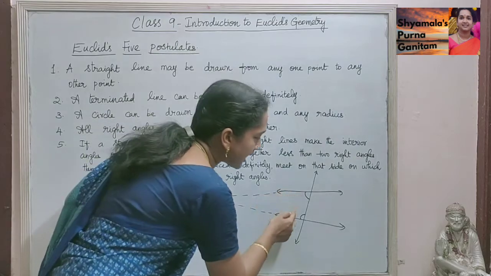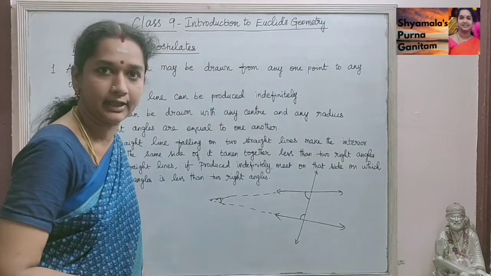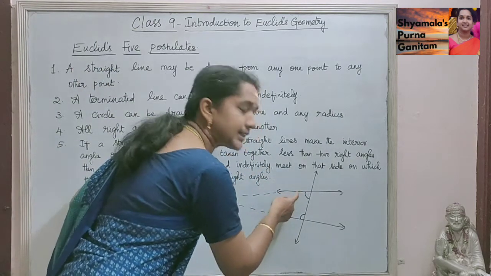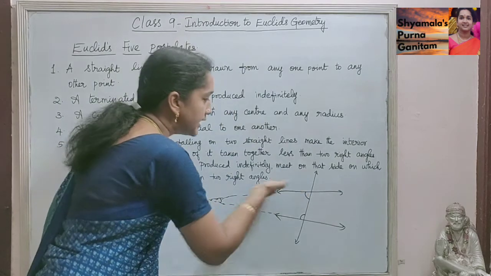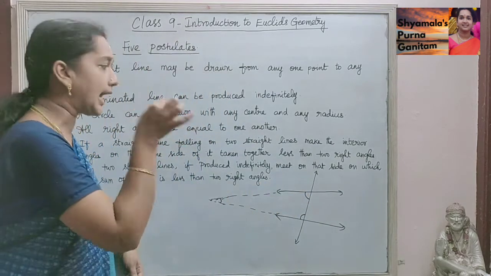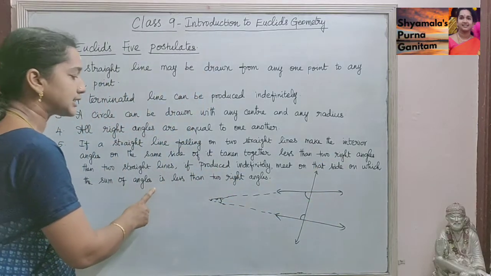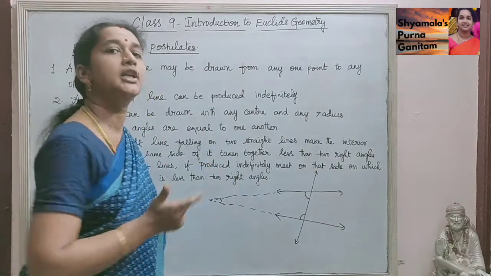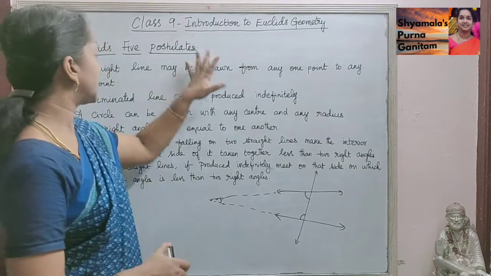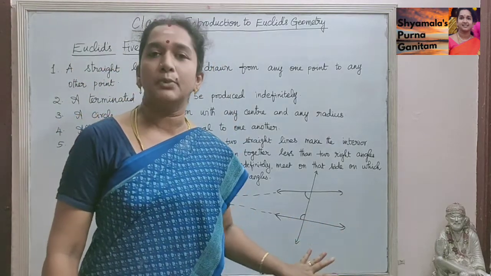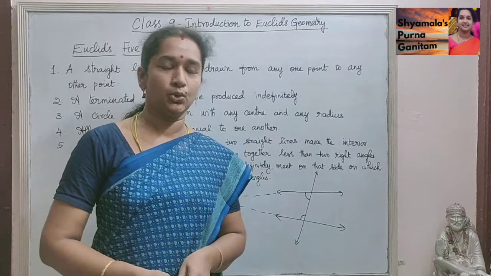Why? Because this angle sum is less than 180 degrees. Since it is less than 180 degrees, definitely these two straight lines will meet at one point, on that side on which the sum of the angles is less than two right angles. So, these are all the 5 important postulates of Euclid. Okay.